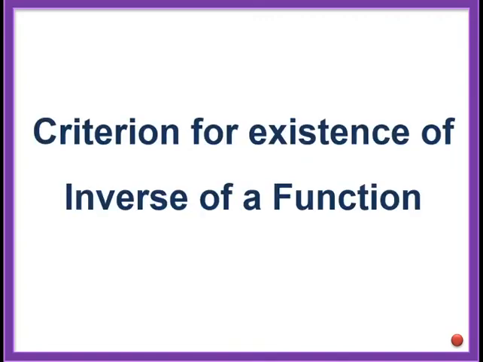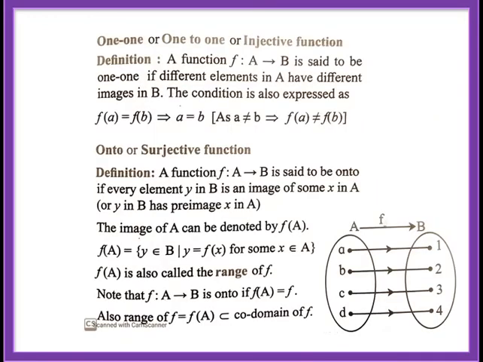Now, what is the criterion for existence of inverse of a function, or in general function, not in particular trigonometric function? See, you must know the concept of 1-1 function and onto function. Initially 1-1 function. A function f from A to B is said to be 1-1 if different elements in A have different images in B.